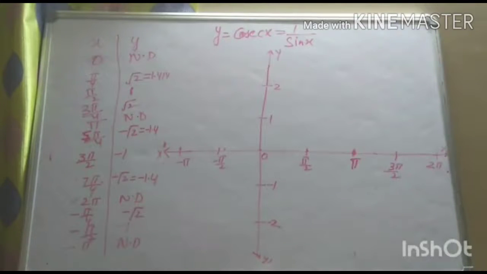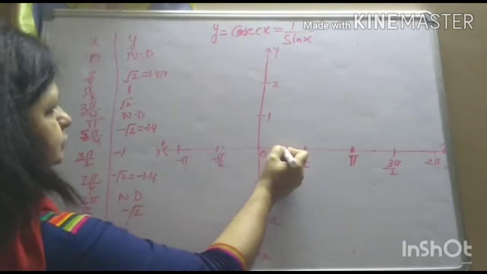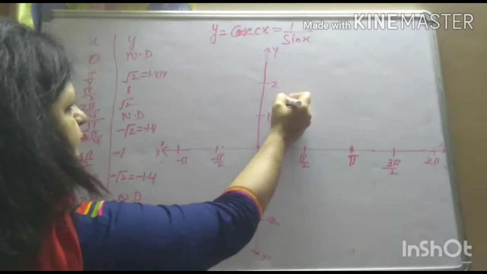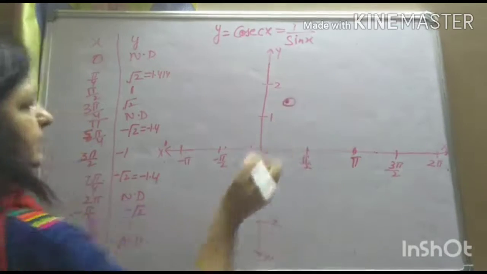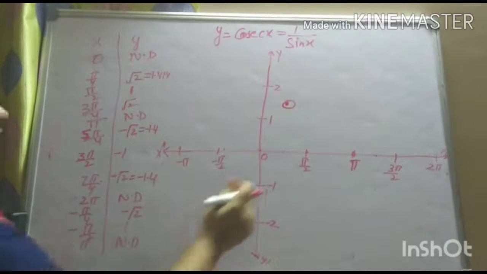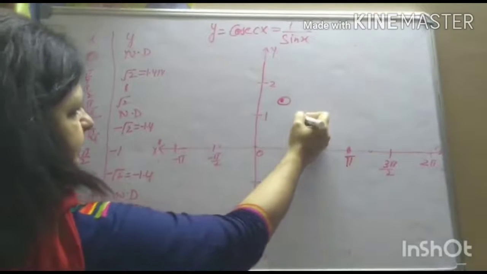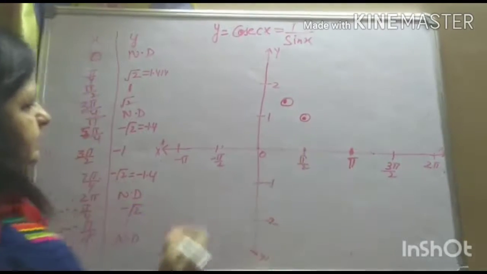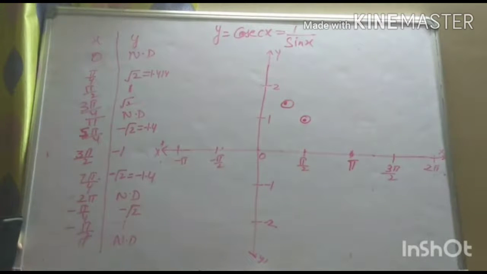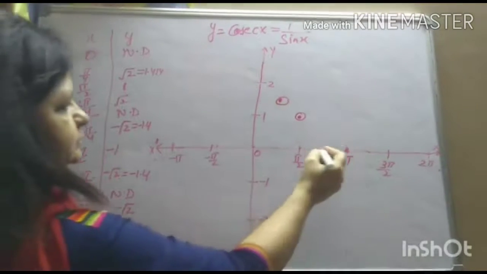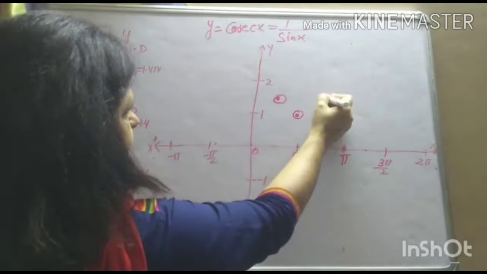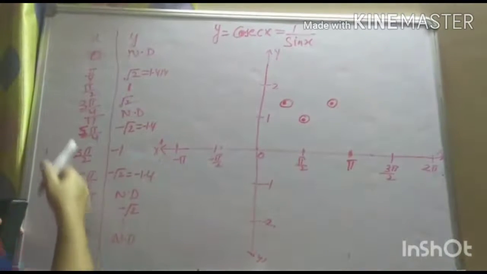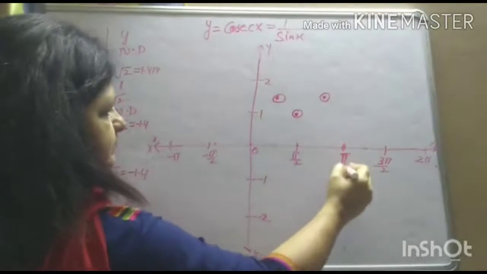Now we will draw the graph of cosecant x. Now if x is 0, then y is not defined. If x is pi by 4, then y is root 2. It means 1.414. Now if x is 90, pi by 2, then y is 1. If we have x is equal to 3 pi by 4, then y is root 2. It means 1.414. Then pi is not defined.